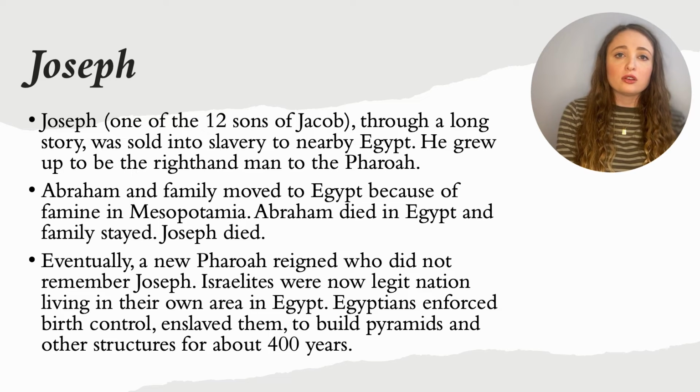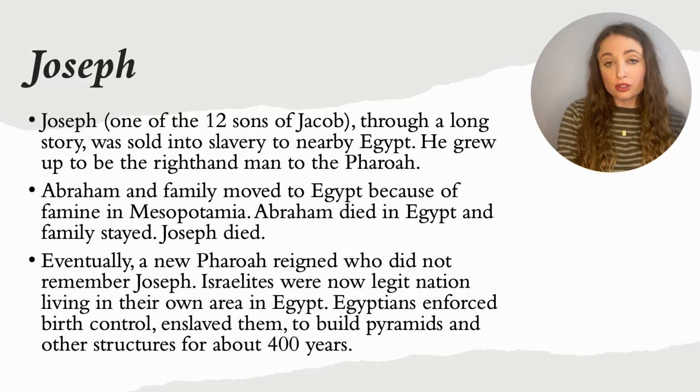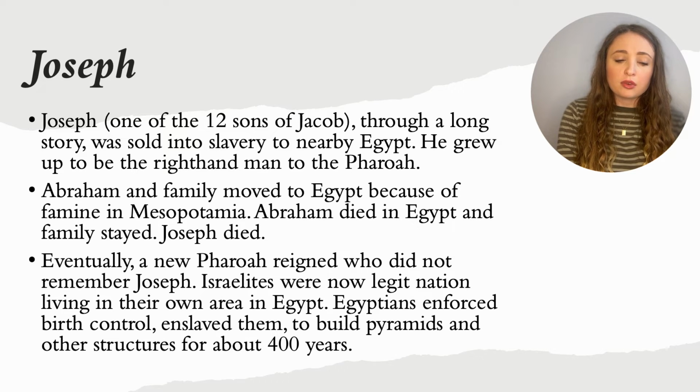Then we come to Joseph. So Joseph was one of the 12 sons of Jacob. So Joseph would have been the grandson of Abraham. Through a long story that you will learn more about, Joseph was sold into slavery into nearby Egypt. So he went to live in Egypt, and he ended up growing up as pretty much the right-hand man of Pharaoh. So, as I said, long story short, which you will read about later, Abraham and his family ended up moving to Egypt, and this was due to a famine in their homeland. So Abraham ended up dying in Egypt, and the family continued to stay, and eventually Joseph died.